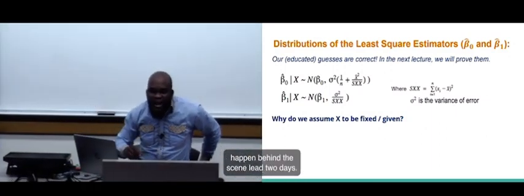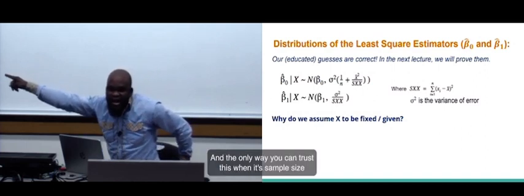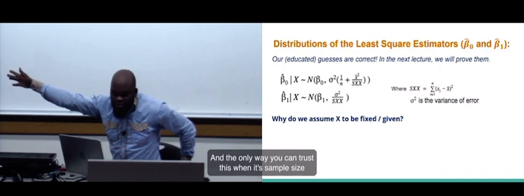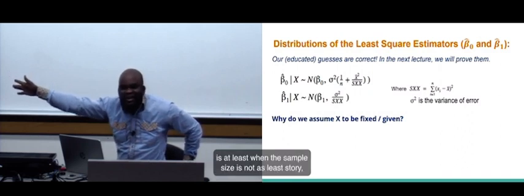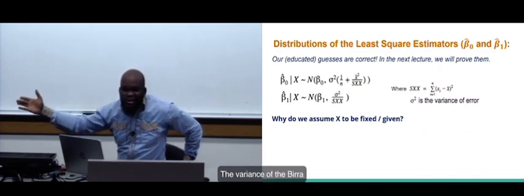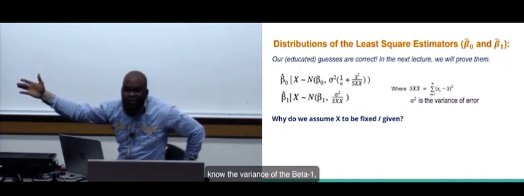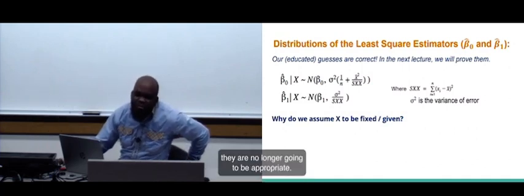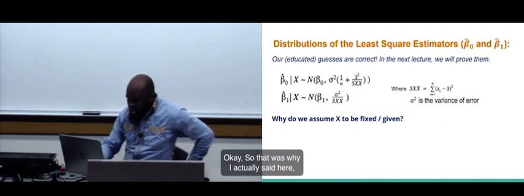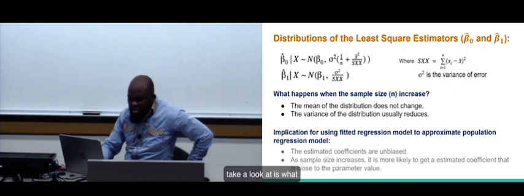Because a lot of things happen behind the scenes that led to this. And the only way you can trust this is when the sample size is at least 30. When the sample size is not at least 30, then this cannot be trusted. The variance of the beta naught, the variance of the beta 1, they are no longer going to be appropriate. That was why I actually said here, take a look at this.